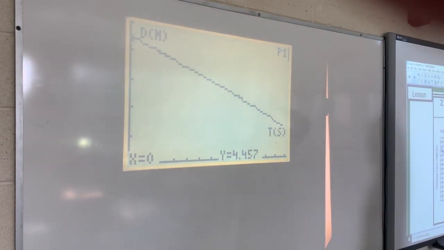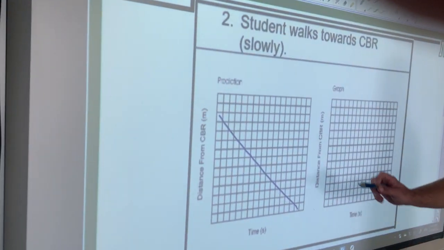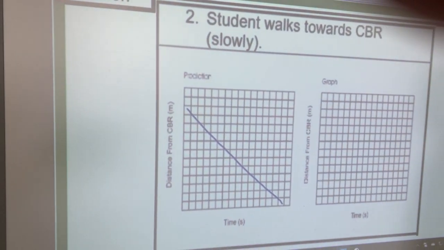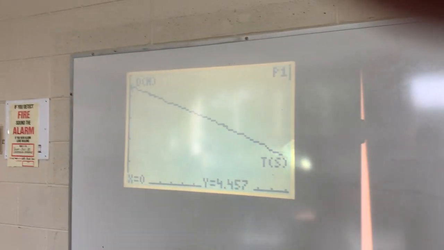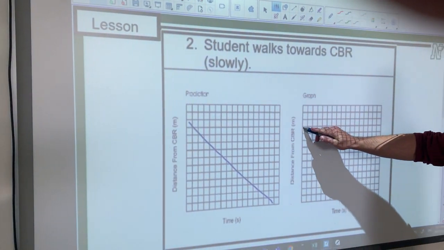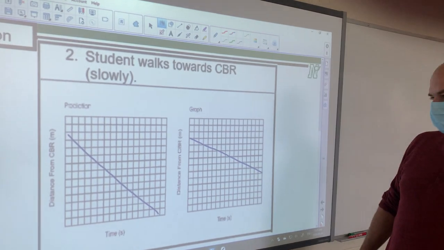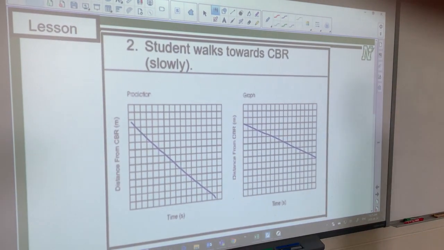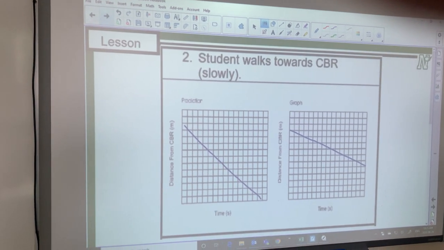Excellent. This time, you'll notice that Mr. Bracken's prediction was a little bit better. But there's maybe something he could fix because of that slowly concept. Compare that one to maybe his prediction. It doesn't look as steep, Mr. Smith. That's right. So it looks like he's making his graph a little bit less steep because he was walking slowly. His movement was slow. Excellent. Let's go to the third one.